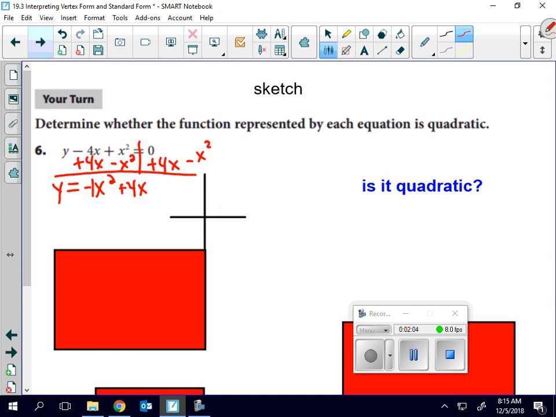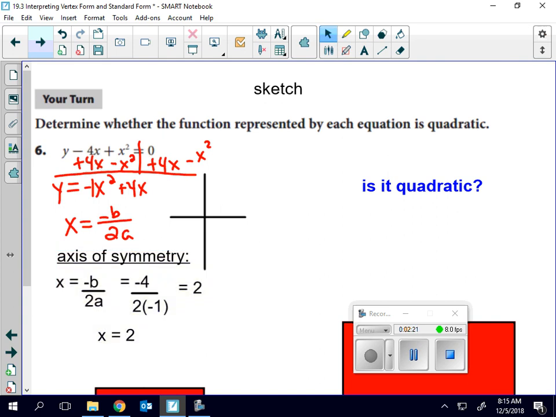In order to graph this, we are going to need to first find the axis of symmetry. Remember, the axis of symmetry is x equals -b over 2a. I already wrote it there. It's x equals -b over 2a. So I'm plugging in -4 for the b, well, -b, and 2 times -1, and that will equal a +2. So our axis of symmetry is x equals 2.